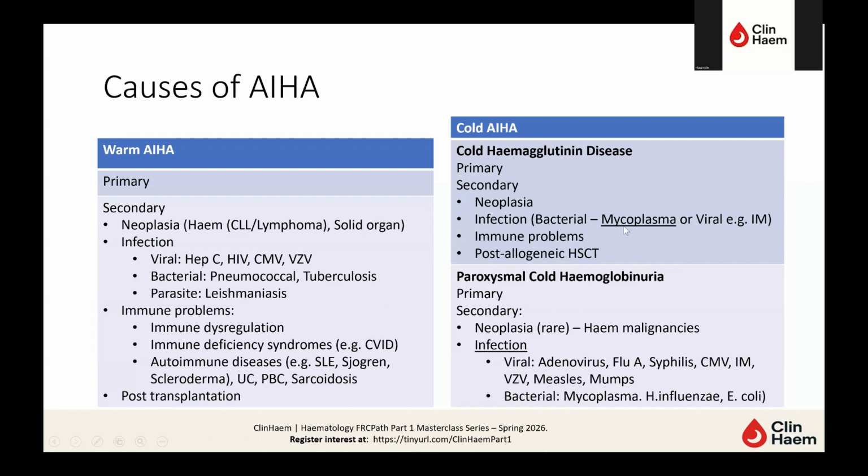The only thing to notice in all of that is that some infections are more likely to cause warm AIHA, and some are more likely to cause cold. For example, mycoplasma is more likely to cause cold hemagglutinin disease, and paroxysmal cold hemoglobinuria is more common with viral infections and mostly seen only in children anyway. So that's where they differ slightly. Some infections are more likely to cause a particular type. Now that's still easy to get.